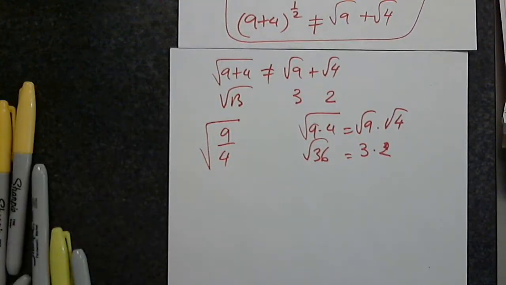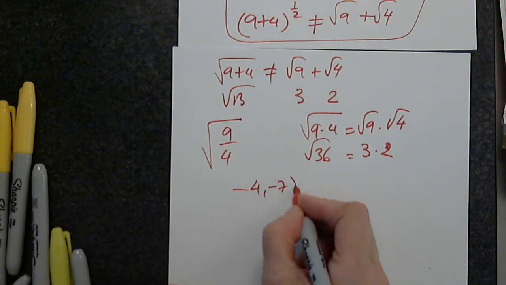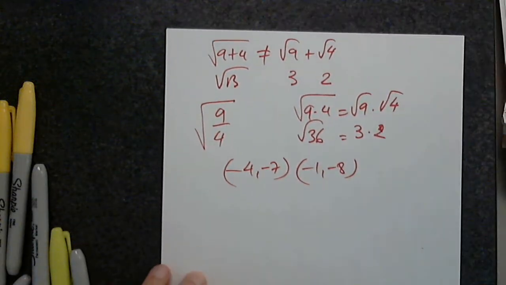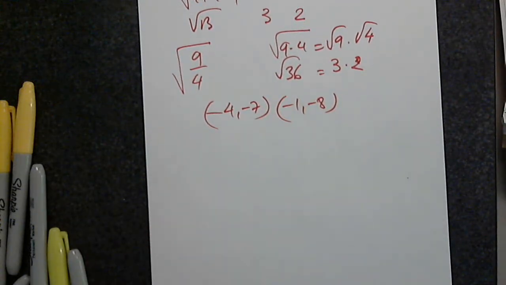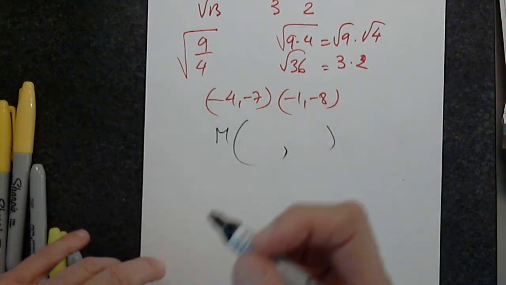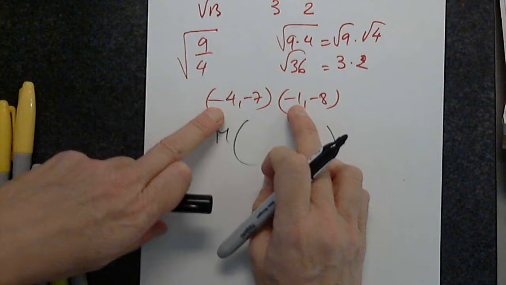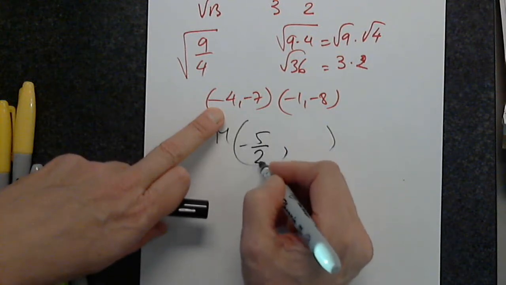Very good. Thank you. Number 8. We are given negative 4, comma, negative 7, and we are given negative 1, comma, negative 8. In this problem, we are asked to find the midpoint, the coordinates of the midpoint. And if you remember, the coordinates of the midpoint are determined how? Over 2, the average of, awesome, thank you both. So negative 4 minus 1 is negative 5, so this is negative 5 halves.